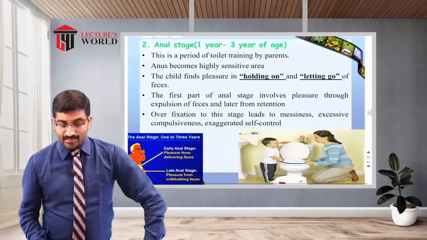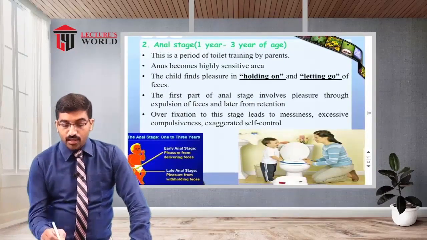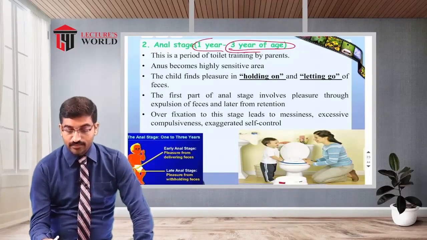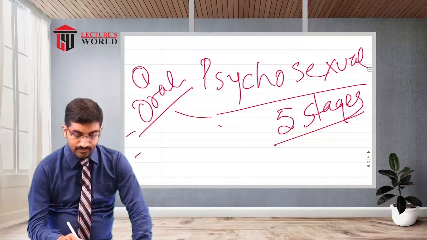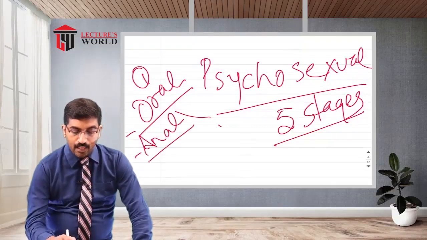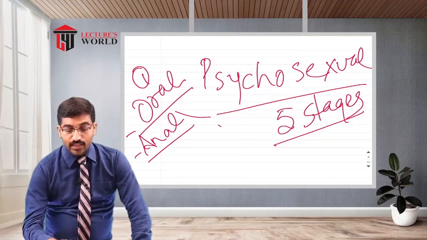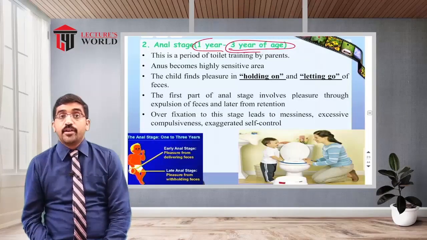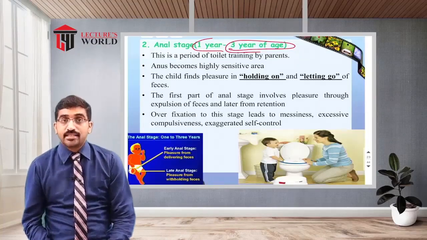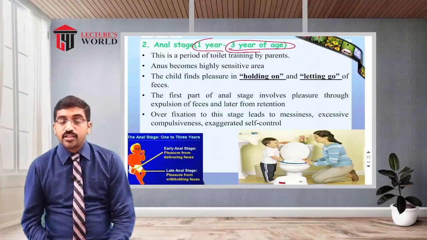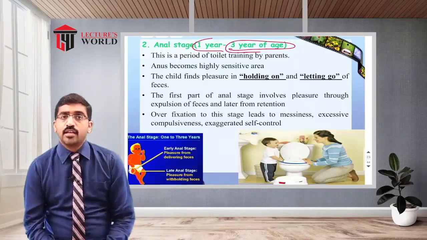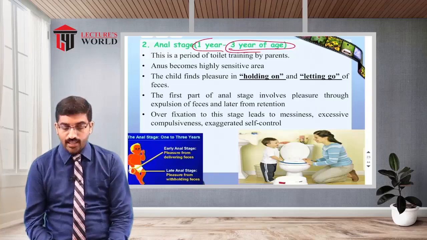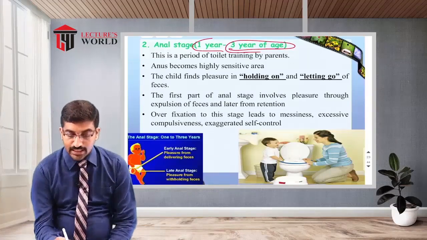Second is the anal stage. The anal stage comes from the first year to 3 years of the child. So the word itself says it's about your anal sphincters. You are being trained by your parents. After 1 year, your parents have to train you. These things you can also tell patients, and in your family members also you can tell how to do toilet training. The toilet training is very important here.